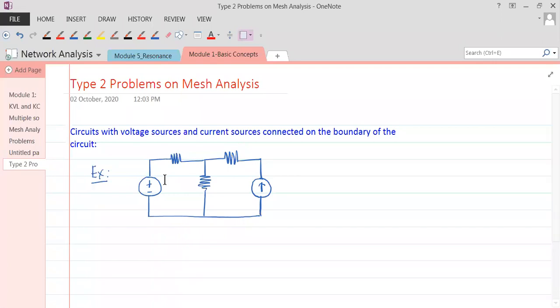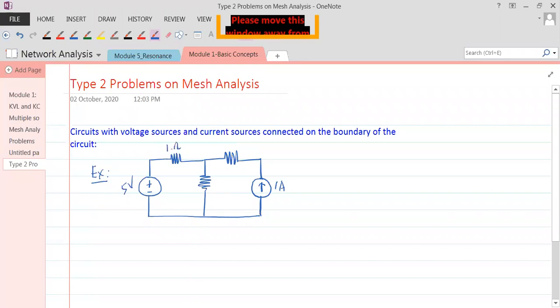Fine. So what does that mean? Let's take one particular problem and let's see how this current source is going to behave. Is it going to help us or is it going to create more problems is what we need to look at. So let's say this is a 5-volt voltage source and this is a 1 ampere source. Understand that? Let's say this is 1 ohm, this is 3 ohms and this is 2 ohms.